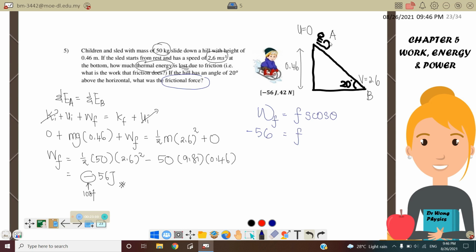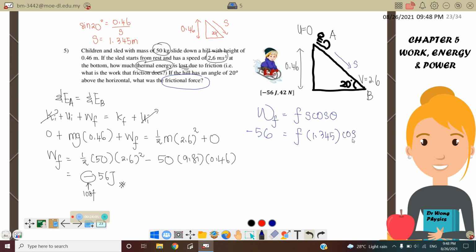The child will slide downward, so this is our displacement. We know that the height is 0.46, so we need to use trigonometry to find it. This is our S, and the angle is 20. Height is 0.46, so we can use sine 20 equals 0.46 over S. Therefore S is equal to 1.345 meters. We will not round off yet, because only the final answer is rounded off. So you just substitute 1.345 for S.